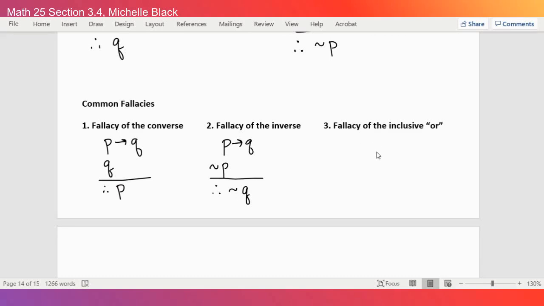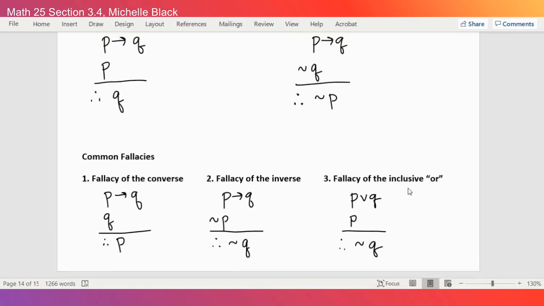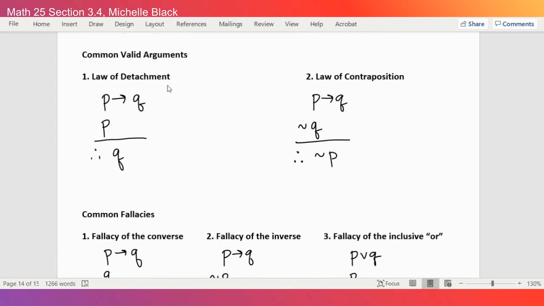And lastly, the fallacy of the inclusive or. This is P or Q, and P, therefore not Q. So if you set up any of your arguments and you have a setup that matches one of these three, it should come back as invalid. But if you set up one of your arguments and it comes back as one of these two, you should know that your argument is going to be valid.